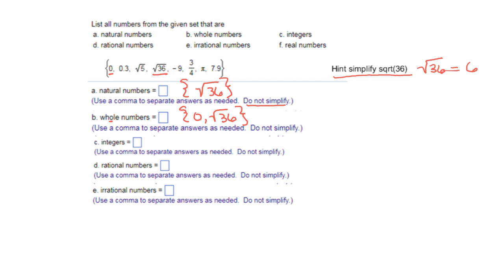Integers. Now, integers, remember, include the natural numbers and the whole numbers, but it also includes the negative natural numbers. So now we are including the -9 in our values. So I'm just going to rewrite this left to right here. We have a 0, we have the square root of 36 already included, and now we're going to add on our -9.